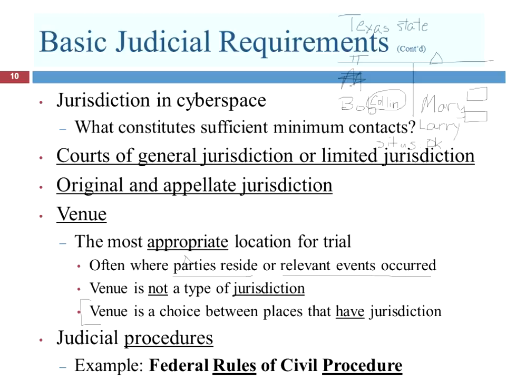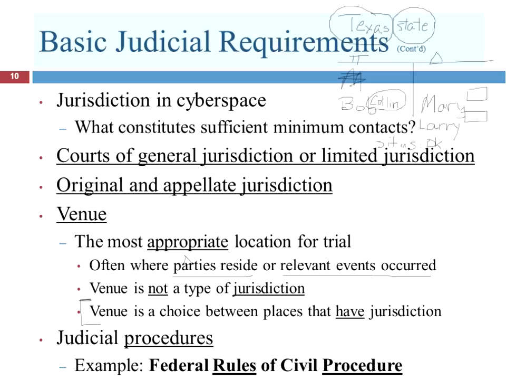Okay, last thing to think about, and this is perhaps the best clarification, is why venue is not a type of jurisdiction. Venue is a choice between places that already have jurisdiction. So you're choosing between, again, we've decided that Texas has jurisdiction over the defendants, and we've decided that we're going to file in state court.